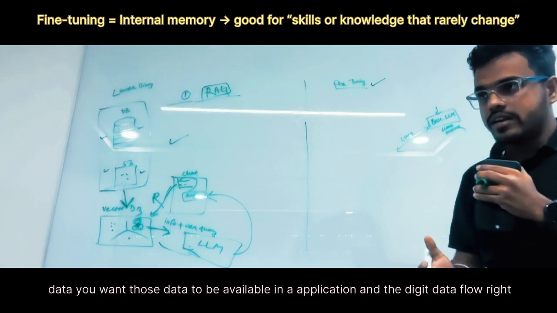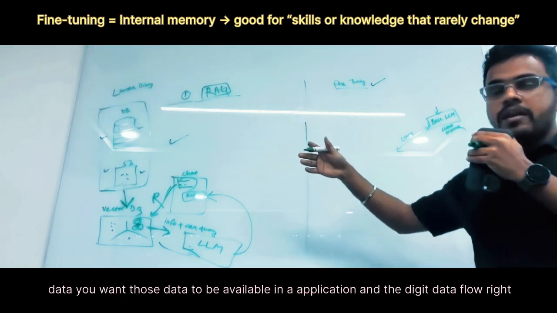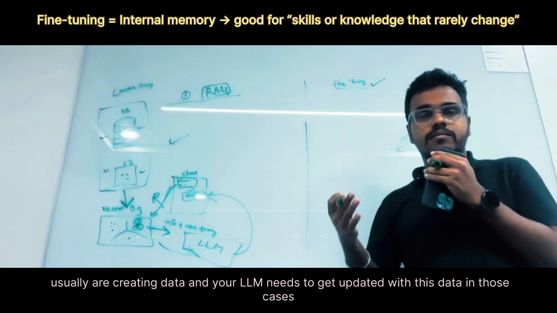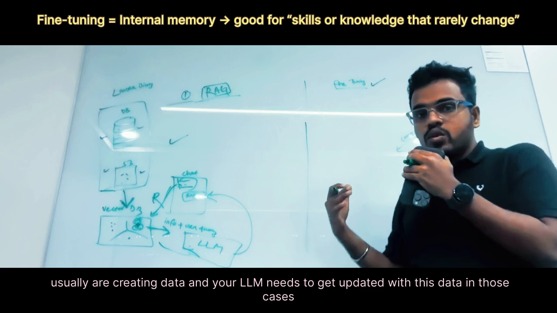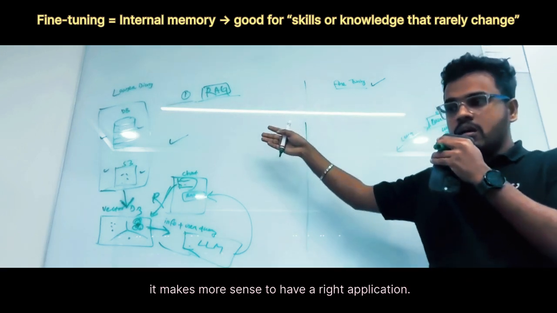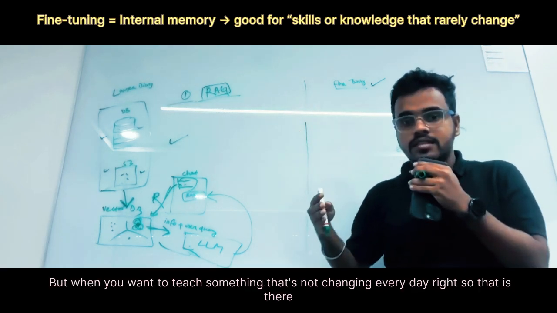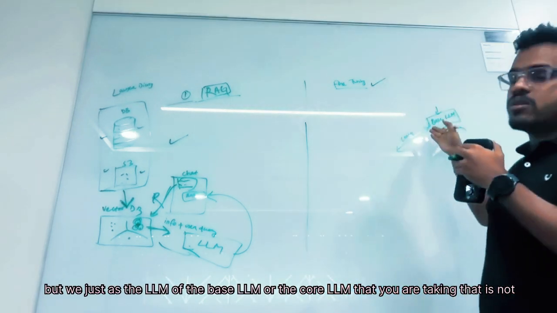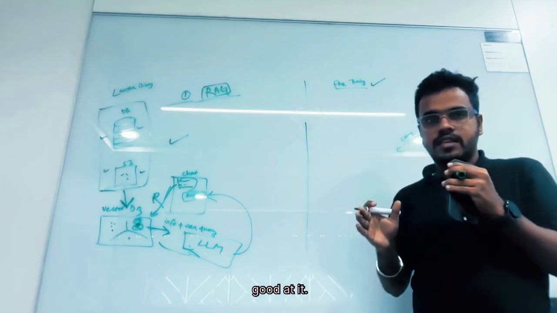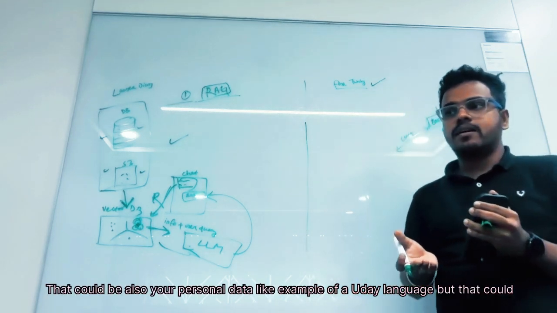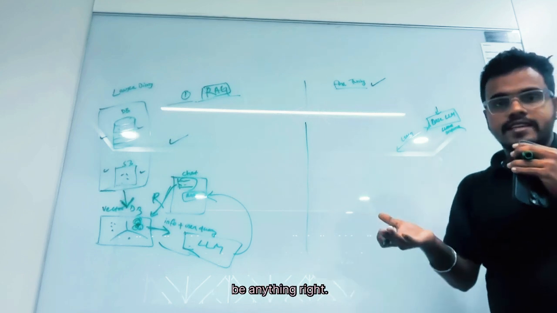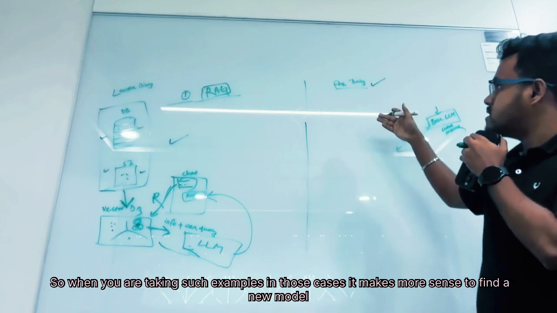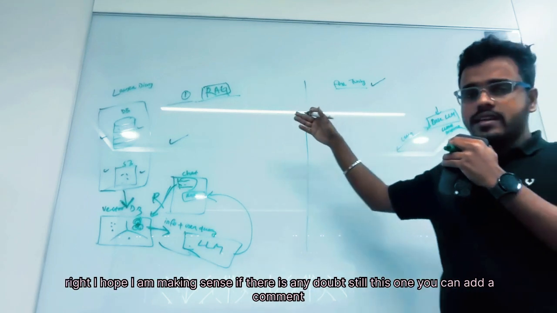But if you have some real data that you want available in an application, and there is a data flow, where users are creating data and your LLM needs to get updated with that data, in those cases it makes more sense to have a RAG application. But when you want to teach something that's not changing every day, and the base or core LLM that you are taking is not good at it, that could also be your personal data. I took the example of the Odia language, but it could be anything. In such cases, it makes more sense to fine tune your model. I hope I'm making sense.